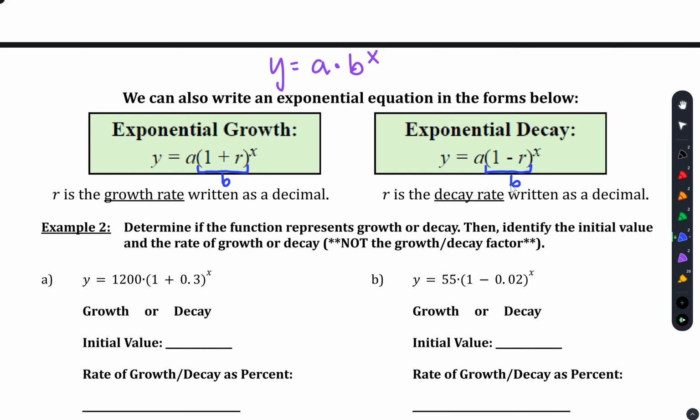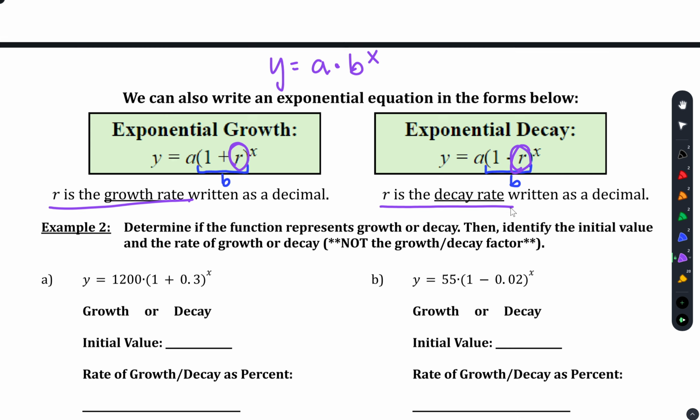The baseline is always 1. How much more than 1? How much less than 1? That is growth or decay. Okay? So the thing that we're looking at in here, it's always going to be 1 plus or 1 minus. The important part is this R value. R is rate. R is a growth rate or a decay rate, depending on whether you have plus R or minus R.